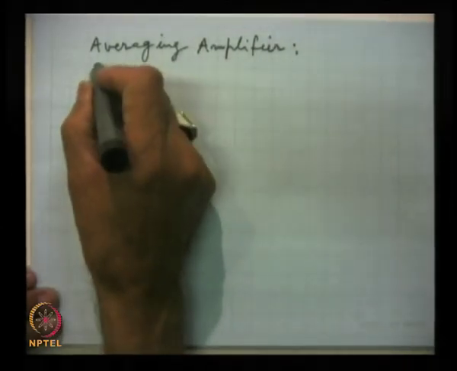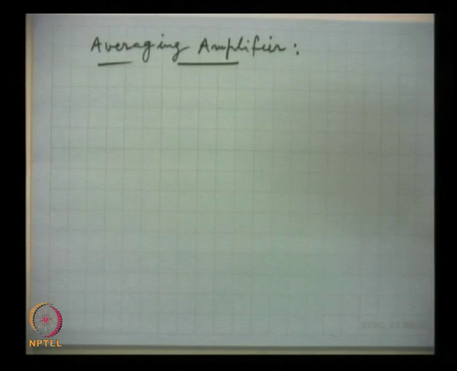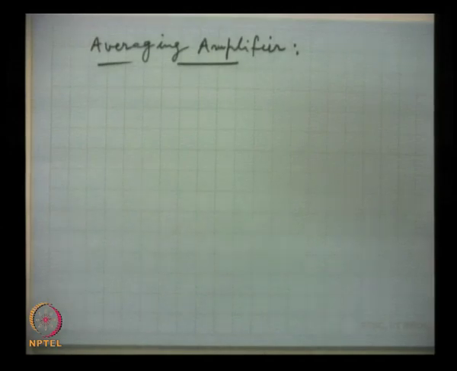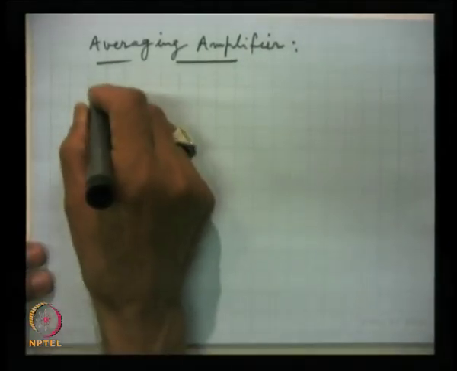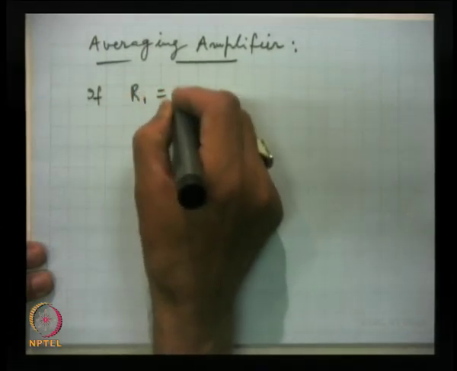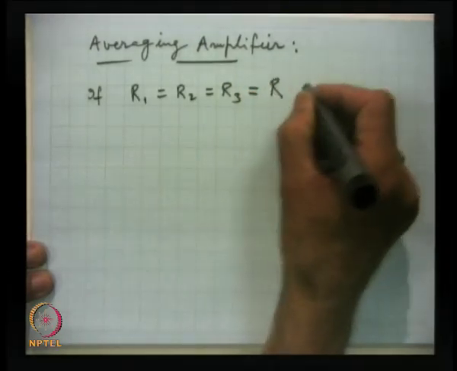Averaging amplifier. What's an averaging amplifier? An averaging amplifier is one in which the output is the average of all the inputs put together. So that is the averaging amplifier. Now, again by the same fundamental equation we can get, if R1 is equal to R2 is equal to R3, say R.